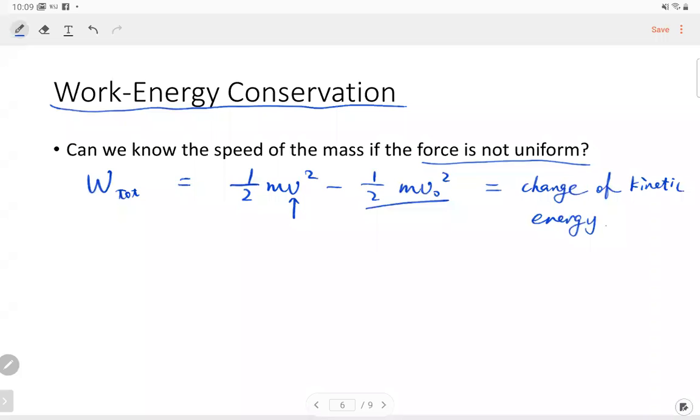And you find that the work is the total work from the initial state to the final state. The total work only depends on the initial velocity and final velocity. It doesn't depend on any velocity in between. So this is how we use work-energy conservation to solve the problem. So I'm done for today.